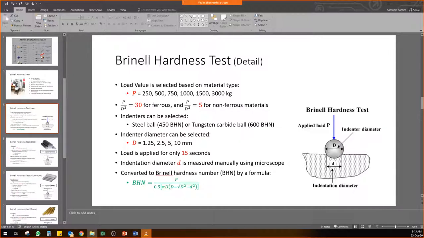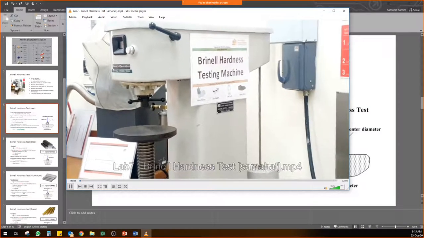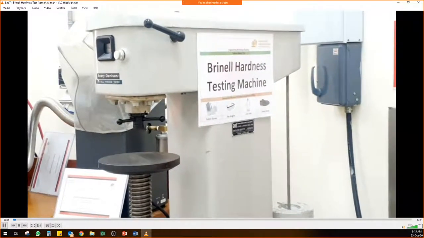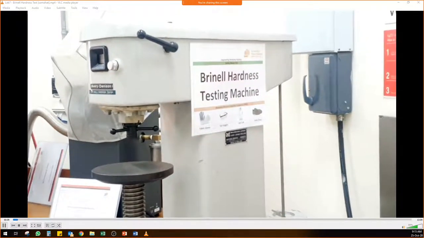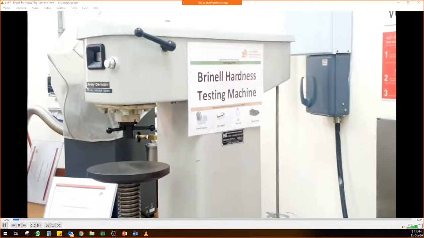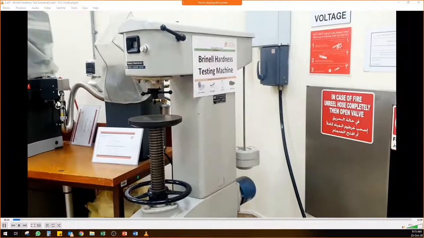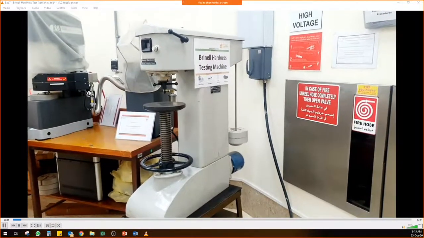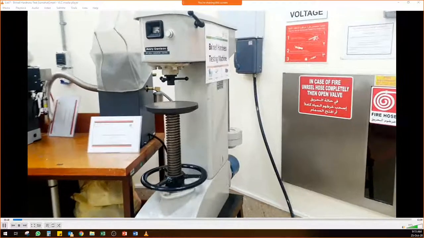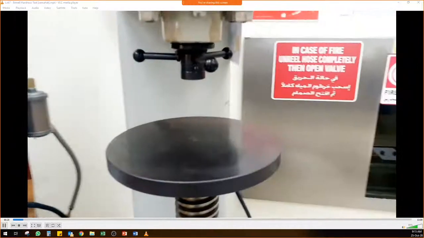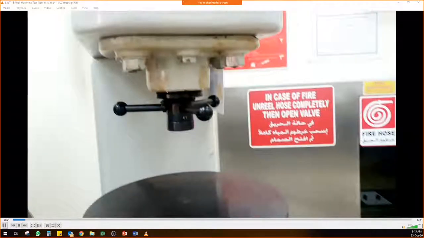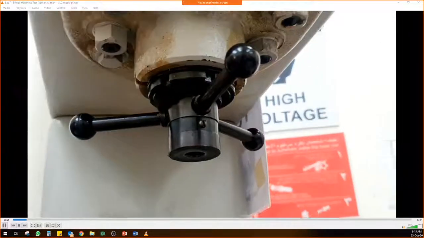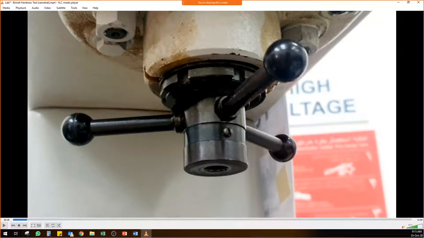Welcome for material science for hardness testing. Today we are going to test the hardness of three materials using Brinell and Vickers hardness testing machine. What you see in front of you is a Brinell hardness testing machine. We have here a rotating table, and this is the place we will keep the sample, and here we will attach the ball indenter.